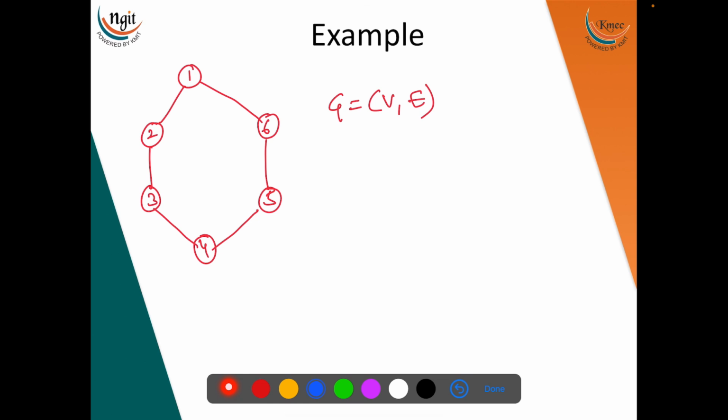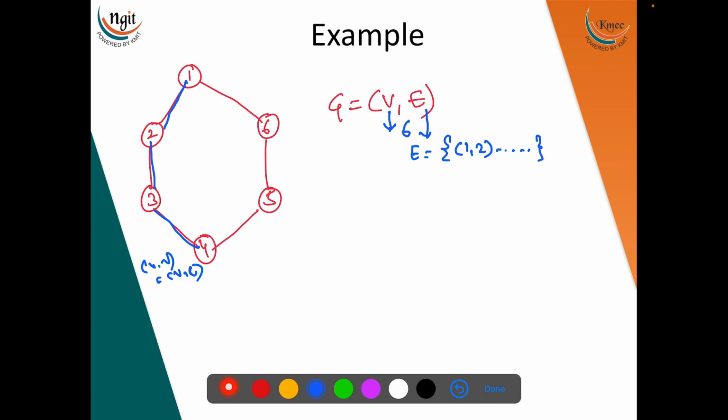Here in the example, G is equal to V comma E. How many vertices can you see? 6 vertices, correct? How many edges can you see? The edges are nothing but pairs, right? That means you can write 1 comma 2, 2 comma 3, 3 comma 4 and so on. As it is an undirected connected graph, U comma V is equal to V comma U. So 1 comma 2 is possible, 2 comma 1 is also possible. So you can write all the edges that are possible in this graph.